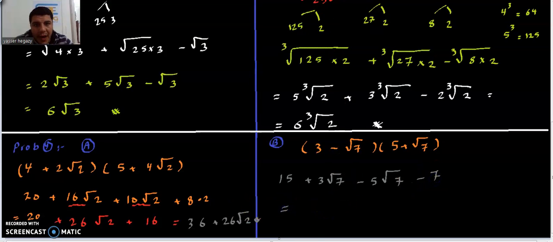Can we add or subtract like terms? Yeah, we can. The square root of 7, the square root of 7: 3 the square root of 7 minus 5 the square root of 7 will be negative 2 the square root of 7. 15 minus 7 will be 8. So the answer is 8 minus 2 the square root of 7. That's it, problem number 4A and B.